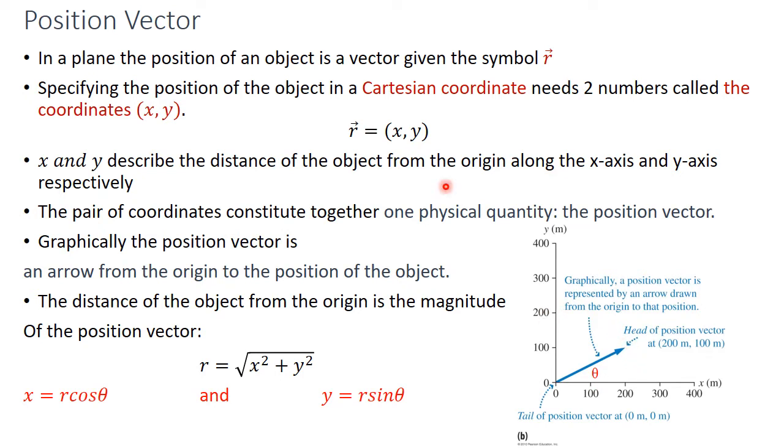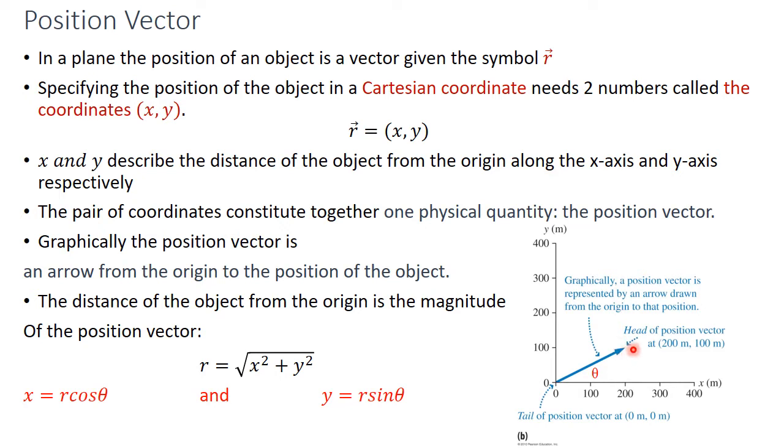The x would describe how far we are on the x-axis, and y would describe how far we are on the y-axis. The position vector, we refer to it as r vector with an arrow on top to indicate that it is a vector, and it is equal to x and y. So x is the distance on the x-axis and y is the distance on the y-axis.